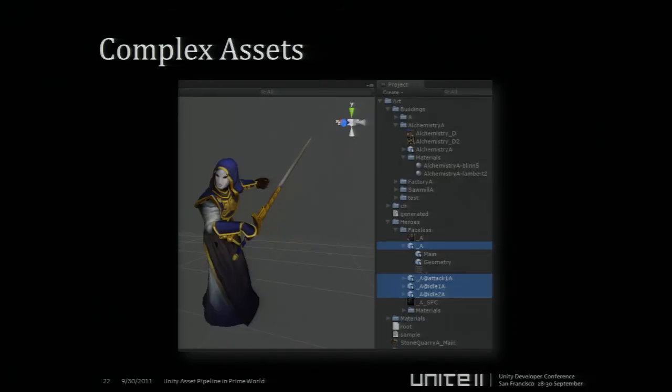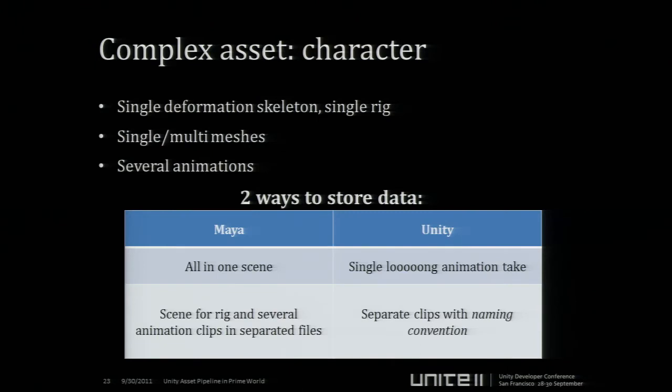Let's move to more complex assets. A complex asset in this case will be characters. A character basically contains some deformation skeleton that we need to get to the engine. It also contains a single rig which we use to make the life of the animators easier. We have single or multi-skin meshes that are deformed by this skeleton, and we have several animations, more than two.